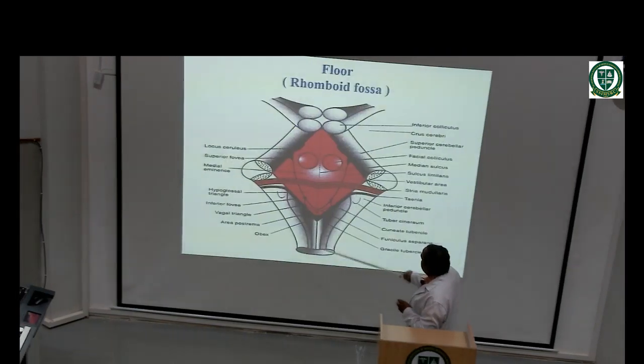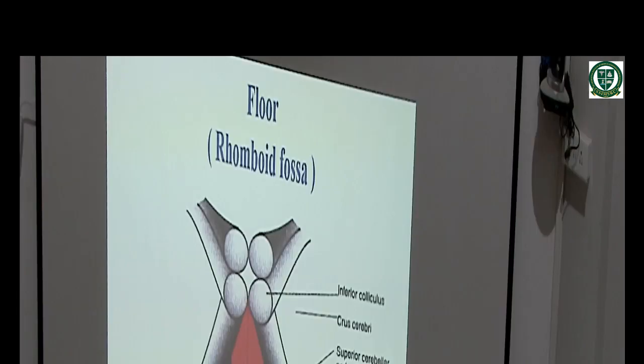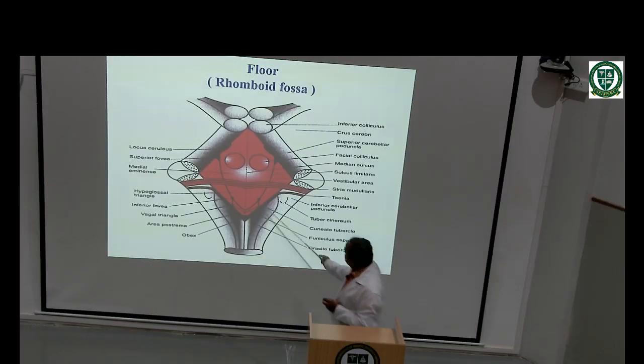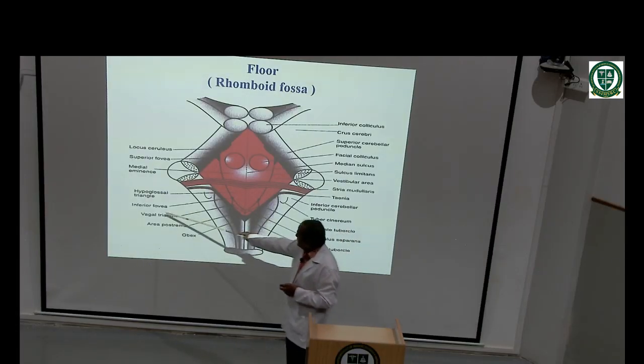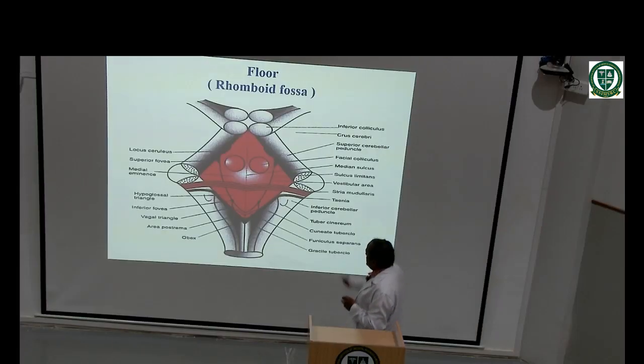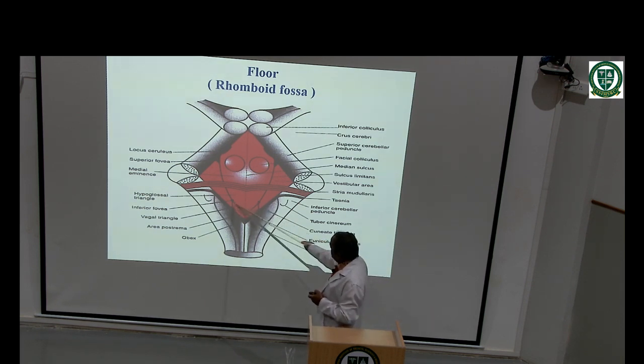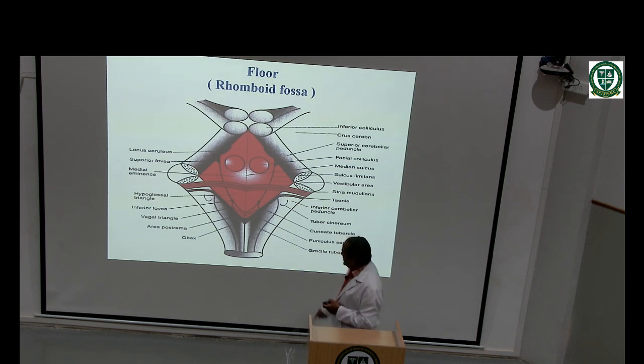Caudally, if you trace the sulcus limitans caudally, there is one more round depression present. That is called the inferior fovea. From the inferior fovea, the sulcus limitans runs in the medial direction, and the sulcus limitans of both opposite sides meet in the midline.